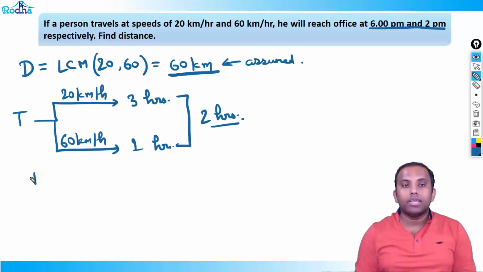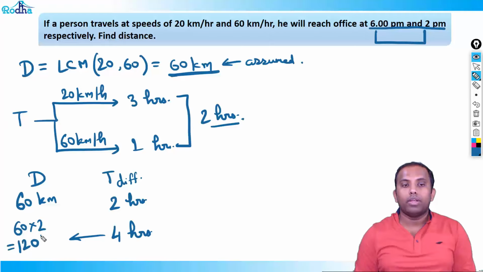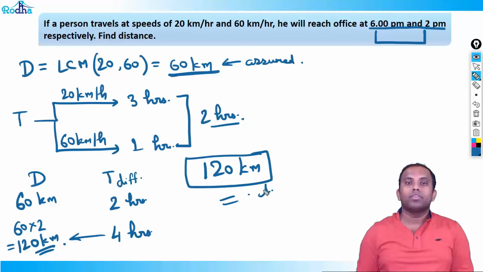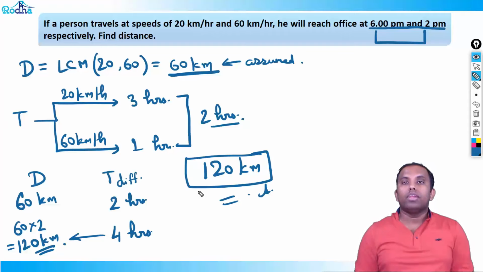So if the assumed distance is 60 kilometer, the time difference is 2 hours. But how much time difference do I want? I want a time difference of 4 hours. So for a time difference of 4 hours, what should be the distance? Double. 60 into 2, that is 120 kilometer. 120 kilometer is the answer for this question. Very quickly, this LCM method is very good. We can do the questions very quickly.